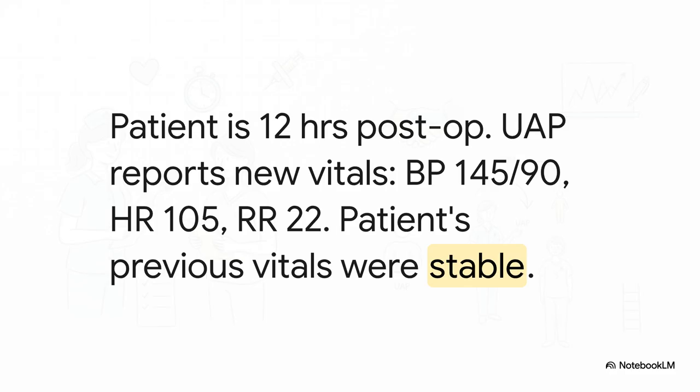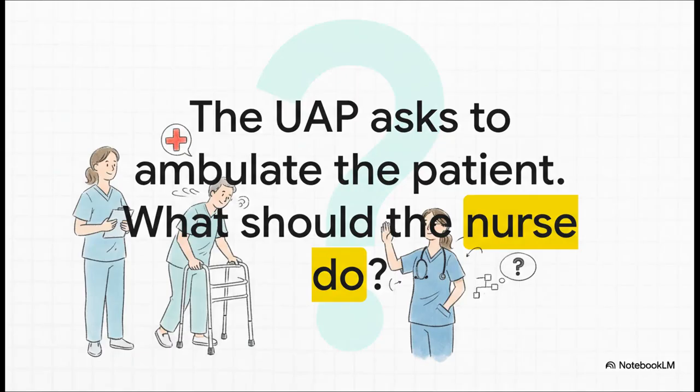Now, the most important piece of information in that whole scenario is the last sentence. The patient's previous vitals were stable. That tells you this is a change. This isn't their baseline. That's your red flag. So the UAP asks you, hey, should I still go walk the patient like we planned? Now, you know the answer is no, but that's the easy part. The real question is, what do you, the nurse, do next? Given this change in condition, this sign of instability, and your total accountability for this patient, what is your very first, most critical action? Think about it. That right there is the kind of clinical judgment that separates a good nurse from a great one.